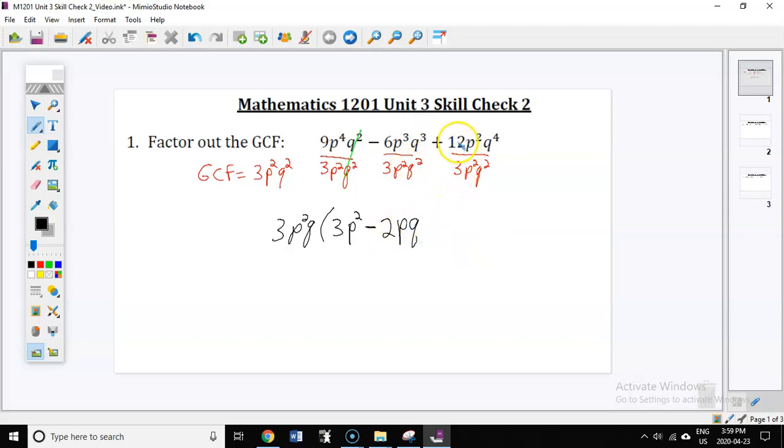Then on to the last one. 12 divided by 3 is 4. P squared divided by p squared leaves you with 1, so we don't need to write 4 times 1. Then q4 divided by q squared leaves me with q squared. And that's your final answer for that one. So 3p squared q squared outside of 3p squared minus 2pq plus 4q squared. Sounds like a tongue twister. All right, so that's the answer to number 1.